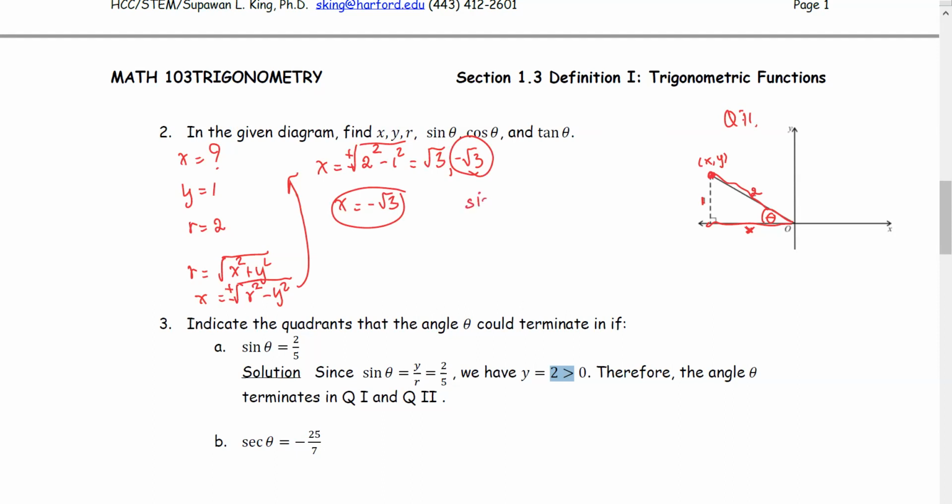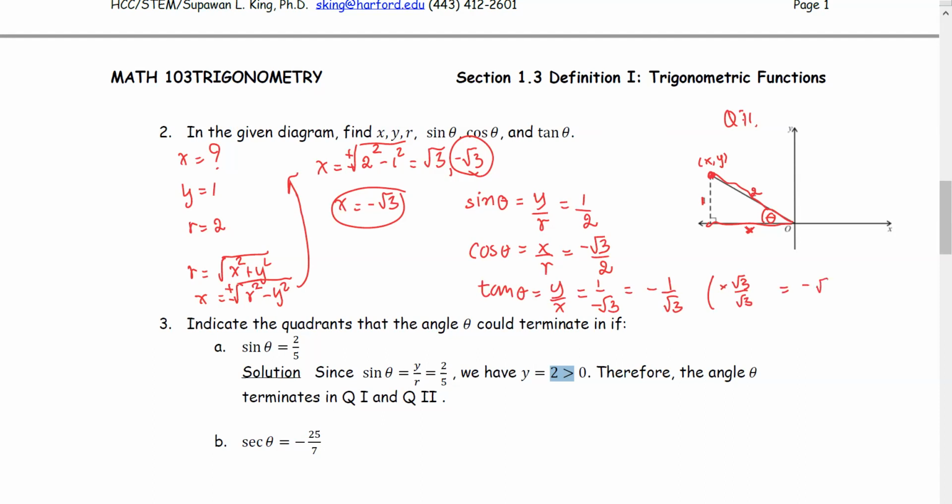Next, we are going to find the sine theta value. The sine theta is y over r. Y is 1, r is 2. The cosine theta is x over r, or negative square root 3 over 2. The tangent theta is y over x, or 1 over negative square root 3, or we can write it as negative 1 over square root 3. And you can rationalize the denominator by multiplying by square root 3 over square root 3, and that will give us negative square root 3 over 3.